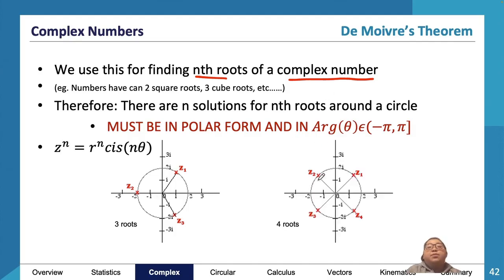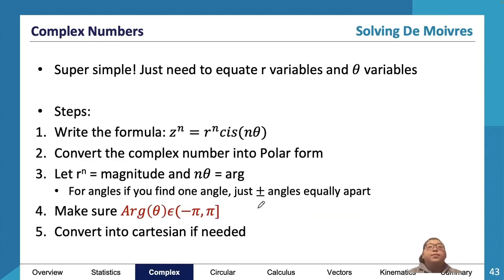And you can see here as well, evenly distributed 90 degrees between all solutions. Alright, so how you solve using de Moivre's is you just need to equate the R values and the angle values. So what you want to do is write both sides in the form of Z^n equals r^n cis(nθ). So you write that as your Z thing, and then you convert your complex number into polar form. So you're converting both into polar form and then just equating them.